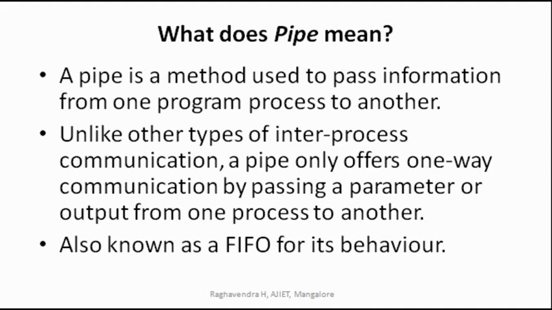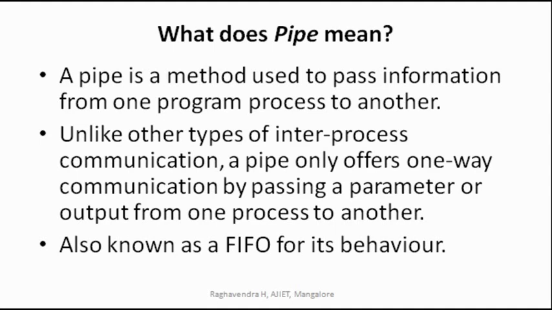A traditional pipe is unnamed and lasts only as long as the process. Okay, I mean it is not named and it lasts only as long as the process. The named pipe, however, can last as long as the system is up. Okay, it means until the system is up, the pipe will be available.